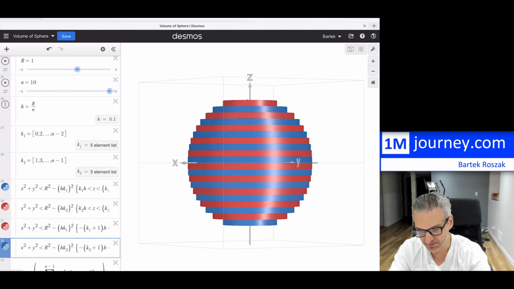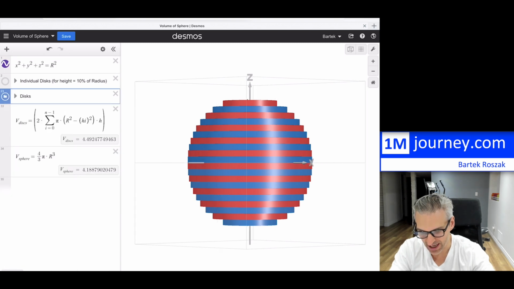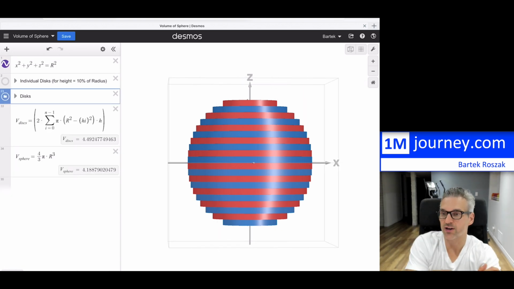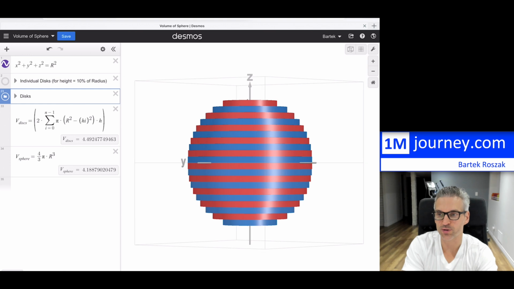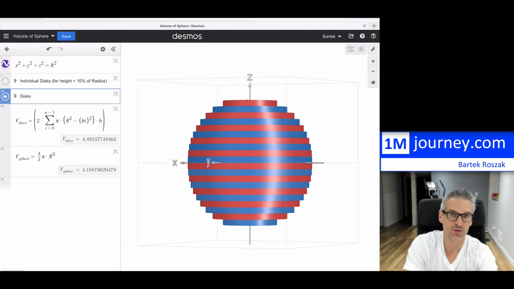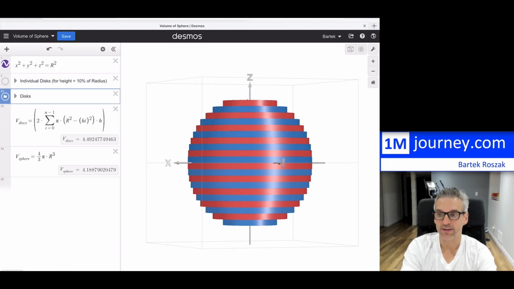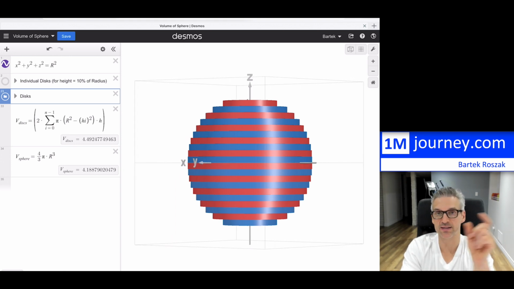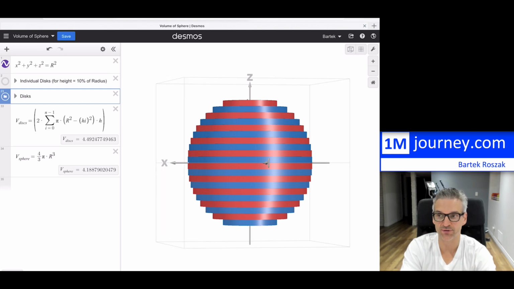And what I have done is I have taken this, so let me collapse this through here. You can see on the left-hand side that I have the volume of the disks and I'm adding them up. I'll explain that formula momentarily. At the bottom, you have the volume of the sphere, which is 4 over 3 pi r cubed. Notice, it's still pretty far apart, but relatively close. They're both 4. The only thing is the decimal values differ.